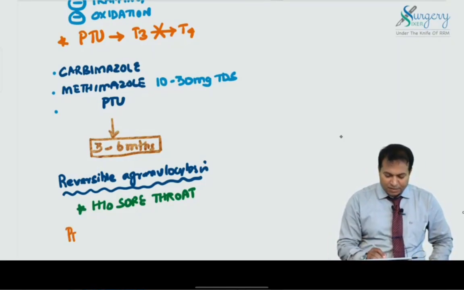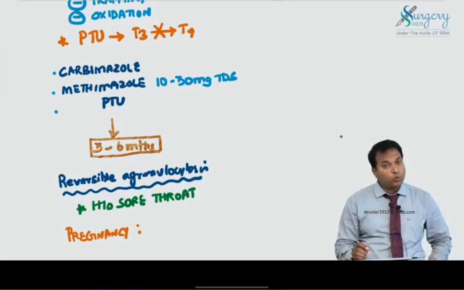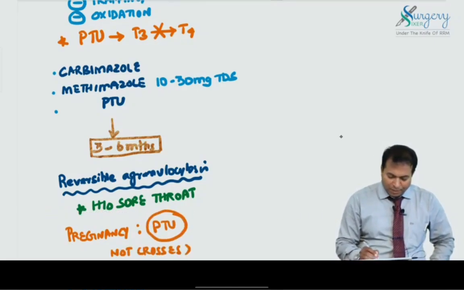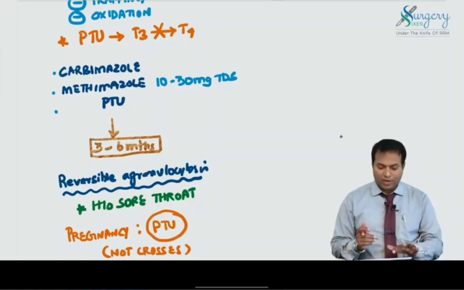And in pregnant patients, what is the drug used? In pregnancy, we use propyl thiouracil because it does not cross the placental barrier. So in pregnancy, propyl thiouracil is advised. Okay, so please don't forget the most dangerous side effect with anti-thyroid drugs.